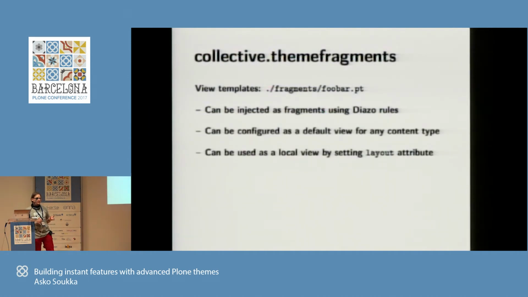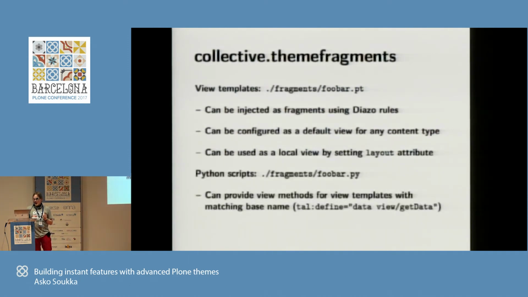They may either be defined as the default view of the content type in that content type's XML definition, or you can go to the site, go to manage properties in the management interface, and manually set the layout attribute to a magic word that matches the layout. And you can also have accompanying Python scripts. These are trusted Python scripts, so if you have a lot of logic behind the theme, you only need your matching name of the theme template, and you can call it like it was a real view with real methods.